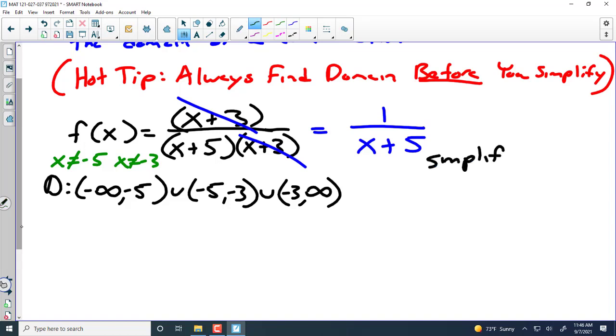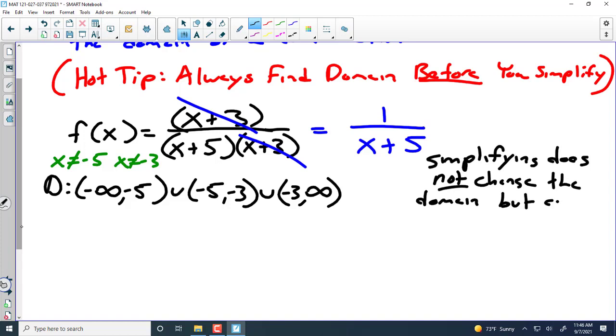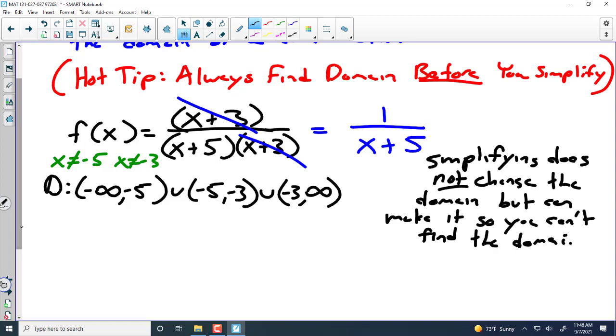Simplifying does not change the domain, but can make it so you can't find the domain. This is very sticky, but it's very important, everyone. That's why I need to talk about it, because this is a very difficult concept if you haven't discussed it with someone before. Simplifying does not change the domain, but it does make it so it might be impossible to actually find the domain. Because what happens is, even when you simplify, you must respect the domain of the function in its unsimplified form.